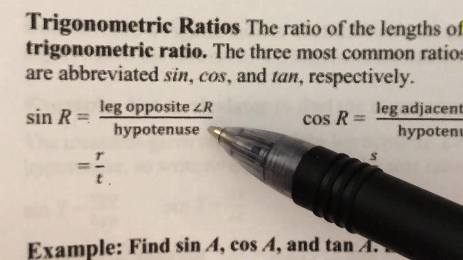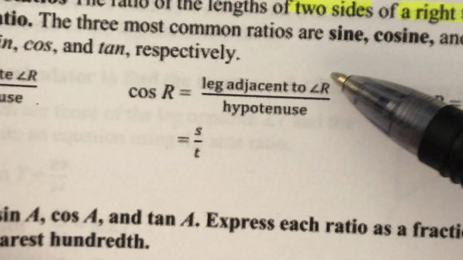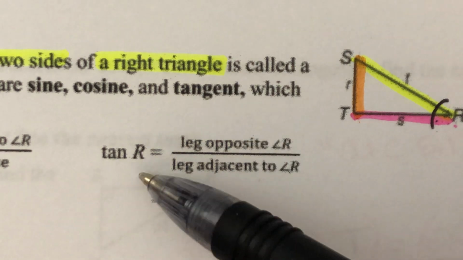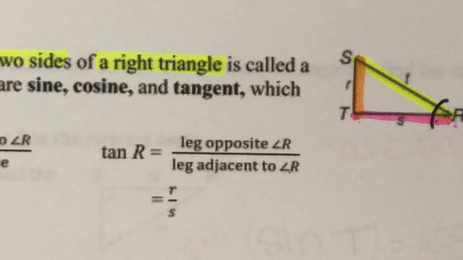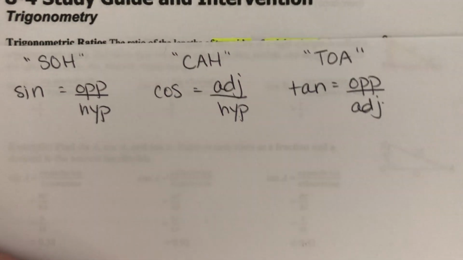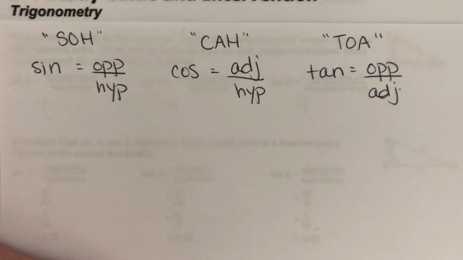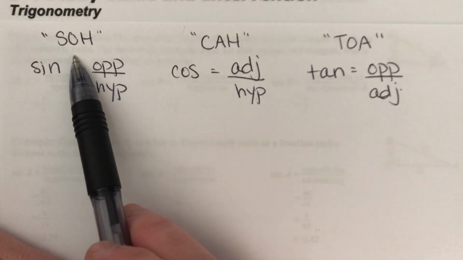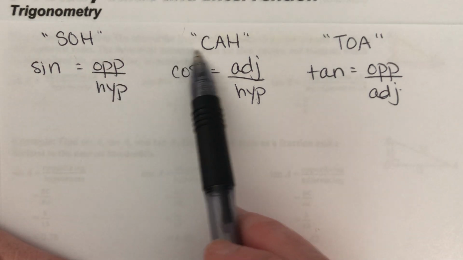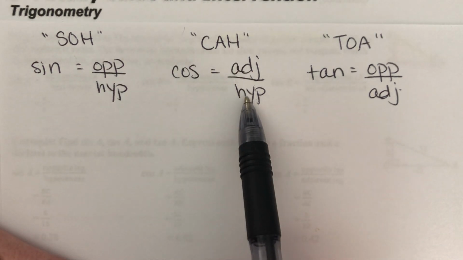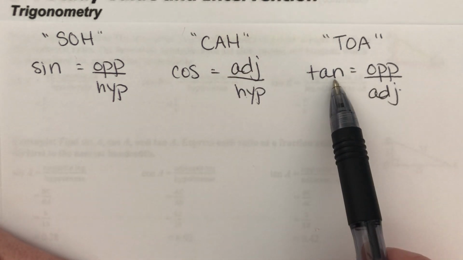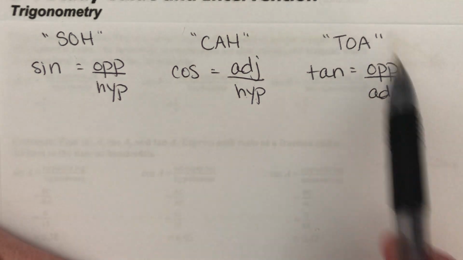So we've got opposite over hypotenuse for sine, adjacent over hypotenuse for cosine, and opposite over adjacent for tangent. And the little shortcut to that, let me give you that one more time. Please write this down. This little SOHCAHTOA thing is like the quickest reference for all of this. So SOH is sine equals opposite over hypotenuse. CAH, cosine equals adjacent over hypotenuse, A over H. And TOA, tangent equals opposite over adjacent. This is your little shortcut.